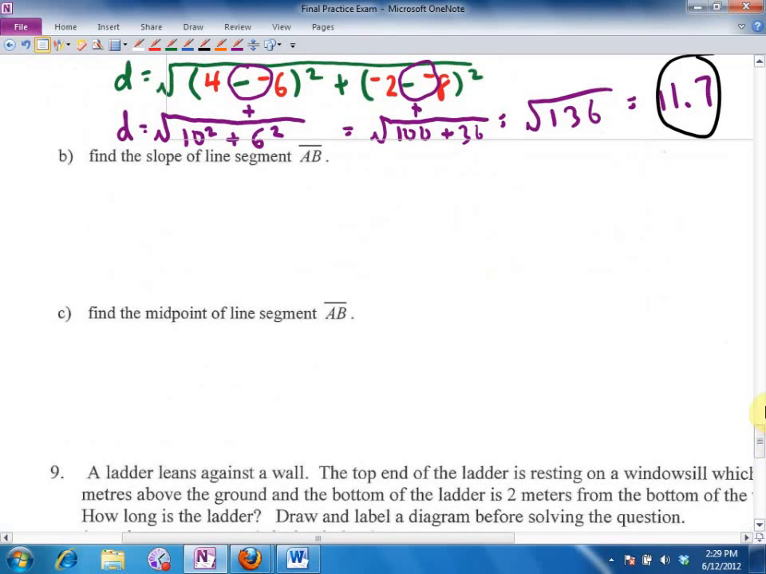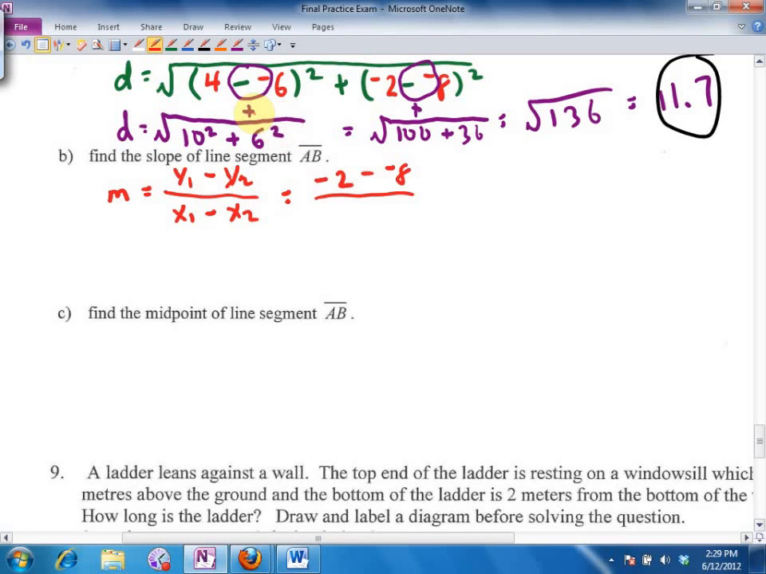Okay, so next one, find the slope. Slope is little m. And I have a point, so I'm going to do this: y1 minus y2 over x1 minus x2. That's the equation, right? Don't forget that. So we're going to use the same brackets as above, except the y's are on top and the x's are on the bottom. Don't get those mixed up.